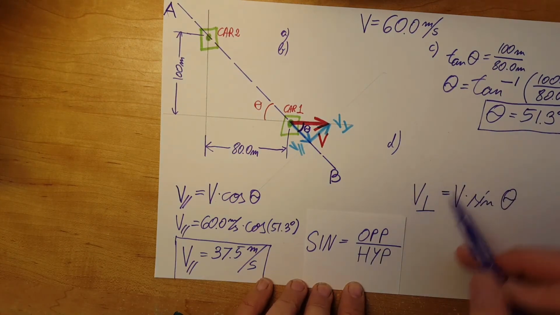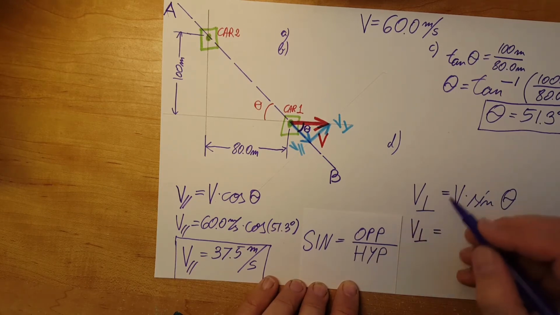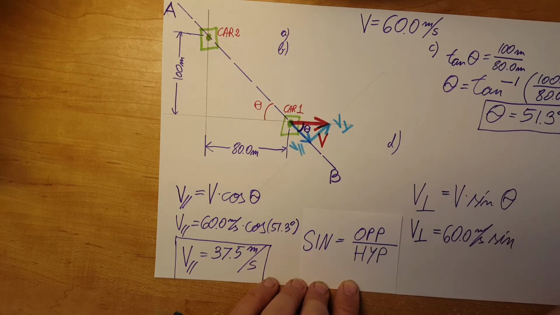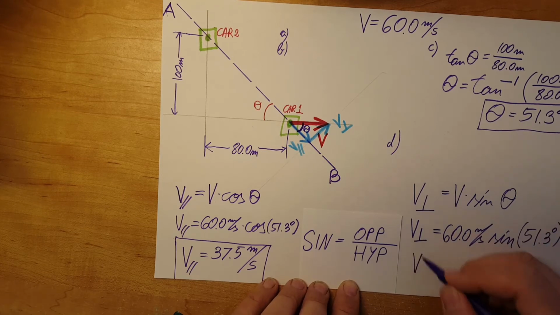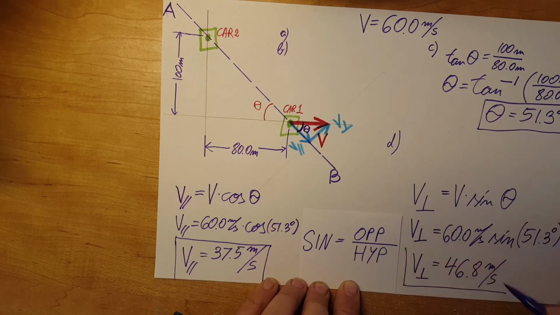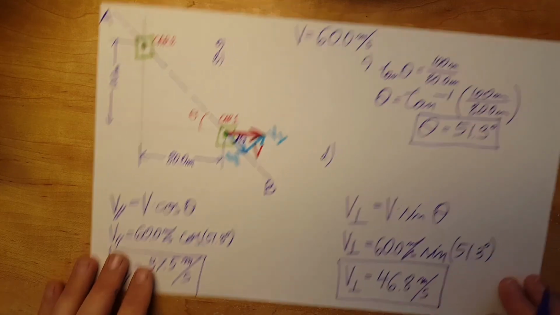We have the trig function that describes V perpendicular. Let's plug in V, 60 meters per second, times sine of the theta, which is 51.3, and with a calculator, if we plug it in, we can find the value for this, which is 46.8 meters per second. There you go. That would be the problem.